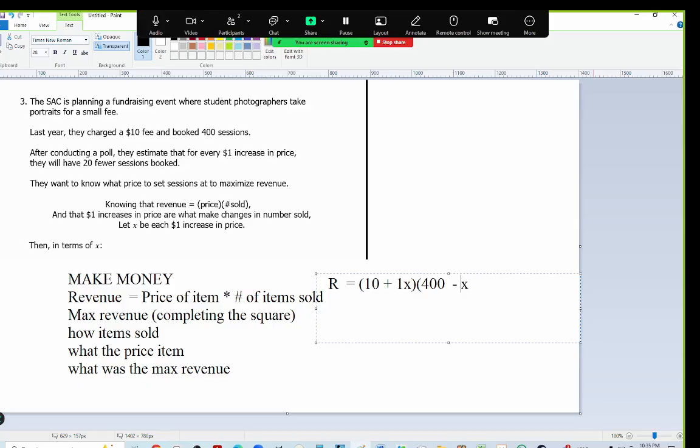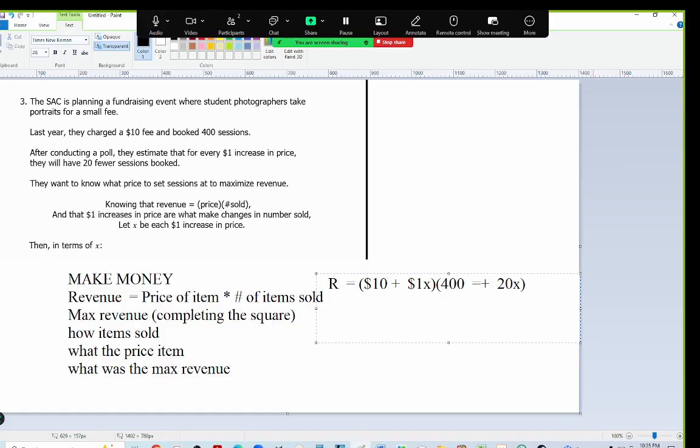Minus 20x. This is always the formula: the initial dollar plus whatever the dollar change is, times the initial number of items minus the number of items. Sometimes the items go up and the dollars go down, but it'll say so in the question. In this question, it says increase in price, decrease in sessions.